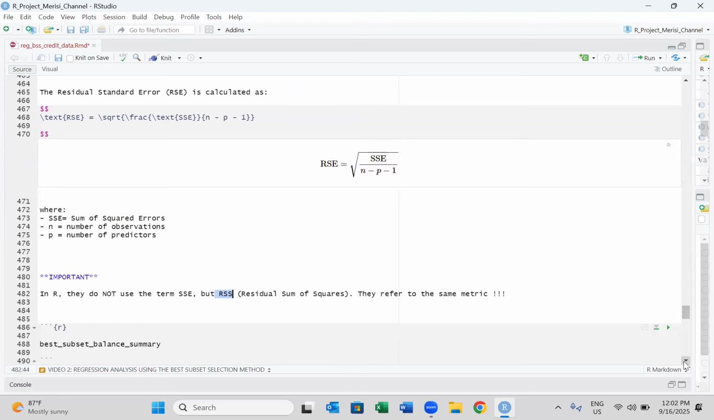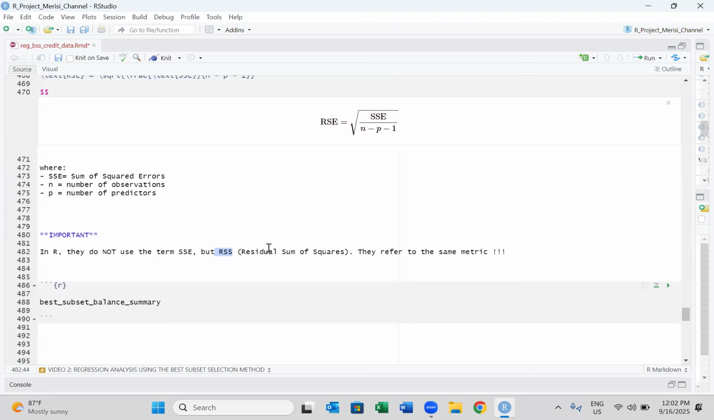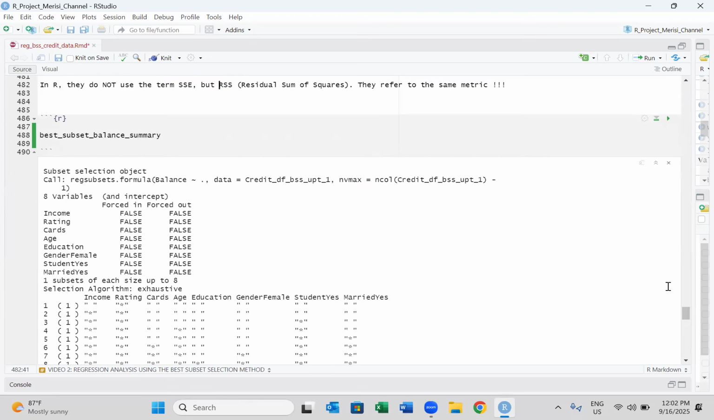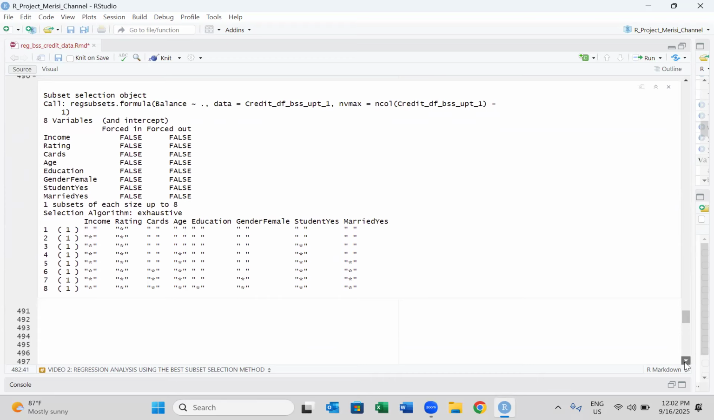Why am I telling you that? Because you will see that R does not give us RSE, but it gives us RSS or SSE. And once we have SSE, it's very easy to get RSE using this formula. Again, what we need to do now is, we have the best equation of each size, so we need to get the RSE for each of those 8 equations and compare them based on RSE.